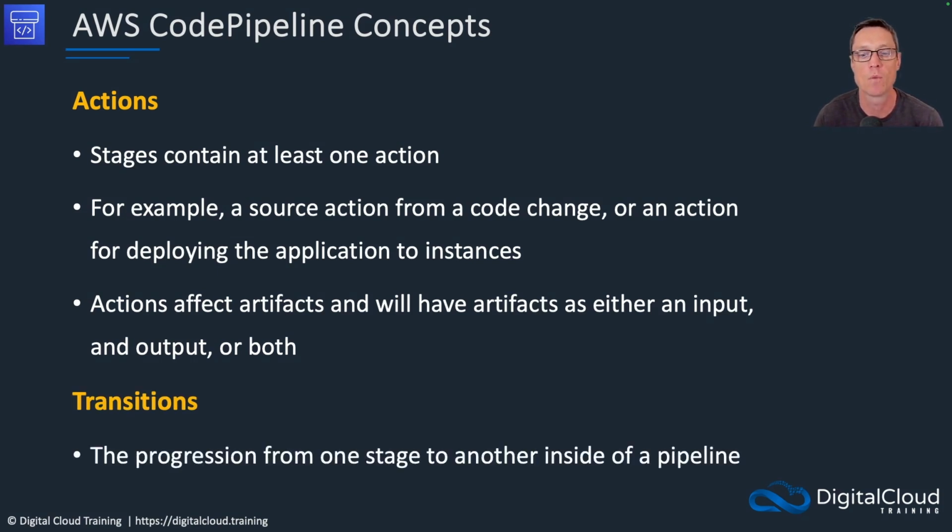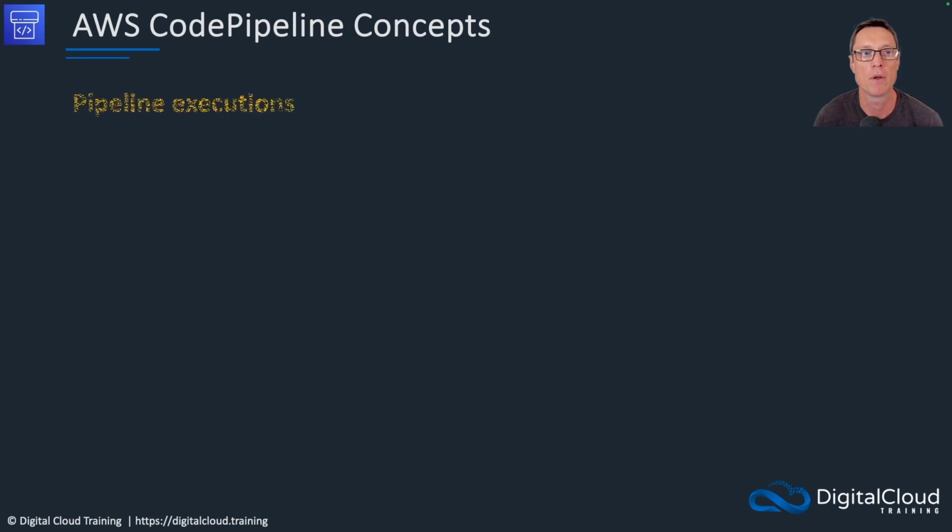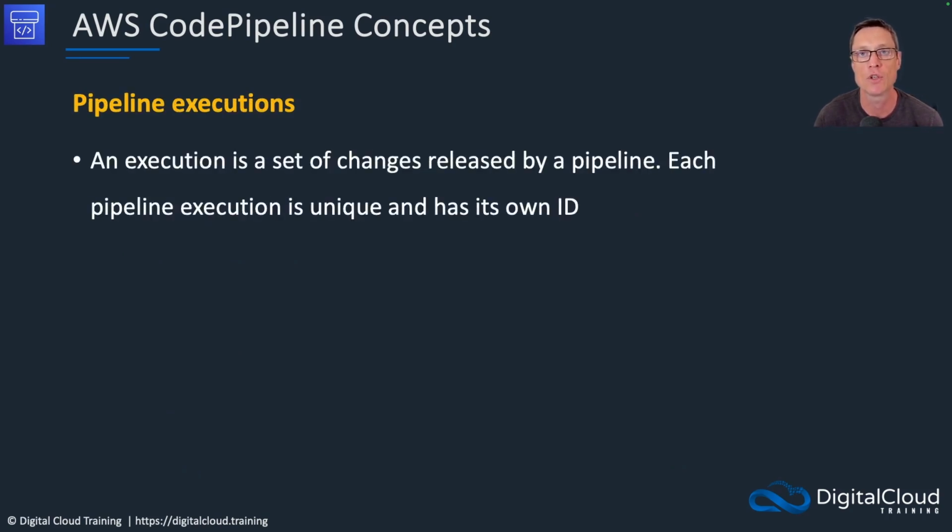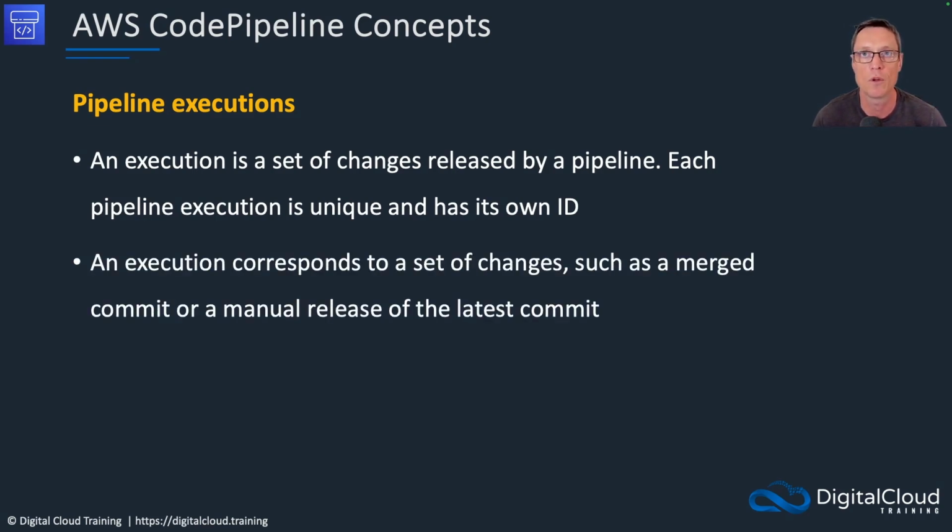Transitions are the progression from one stage to another inside of a pipeline. Pipeline executions are the actual execution of a set of changes released by a pipeline, and each has its own unique ID. So here, for example, an execution would be where the developer has committed the code, pushed it through to the repository. That change has then triggered the pipeline. So that will create an execution of the pipeline. That execution may be that the entire pipeline is used, so the code ends up being deployed right out to the actual application. Or maybe it fails, or maybe it results in the developer getting some feedback that they need to make some changes because the build and test phase didn't actually complete successfully. All of those would still be executions.